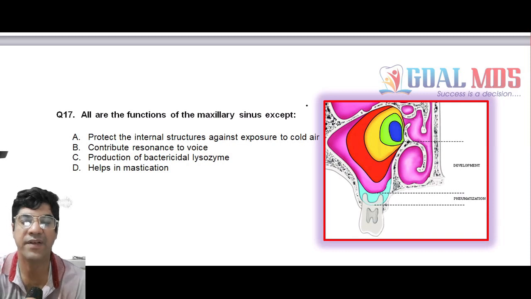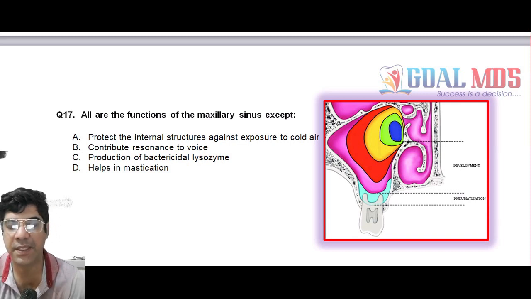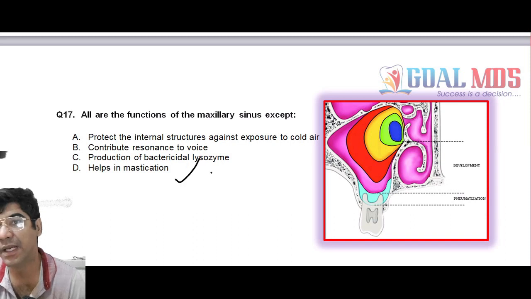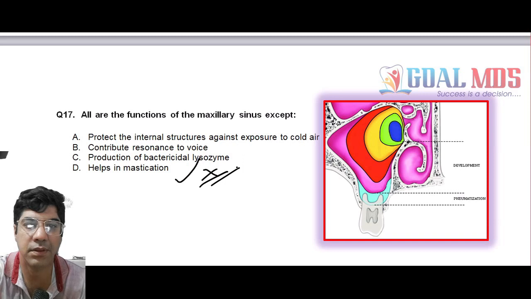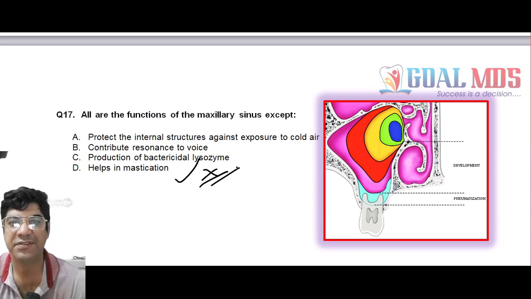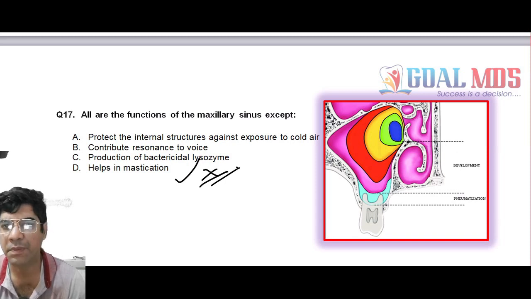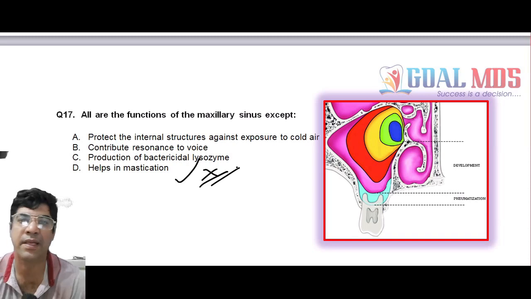All of the following are functions of the maxillary sinus, except: helps in mastication. They don't help in mastication. The maxillary sinus does have several functions, including contributing resonance to the voice, protecting internal structures against exposure to cold air, and producing bactericidal enzymes, but it does not directly play a role in mastication. Mastication involves the action of jaw muscles, teeth, and associated structures within the oral cavity. So answer is D.